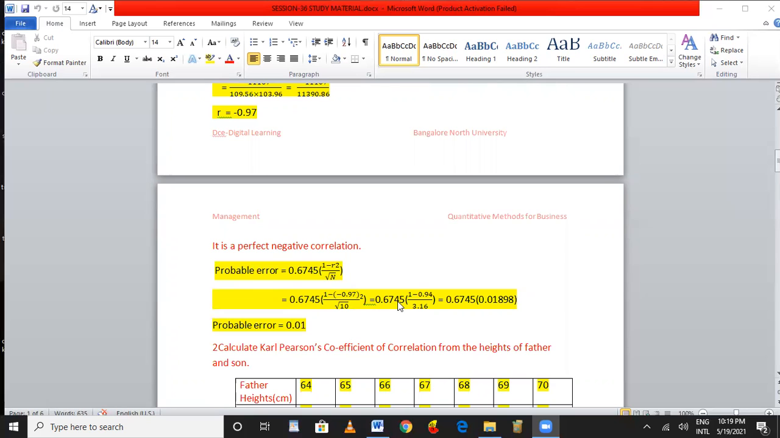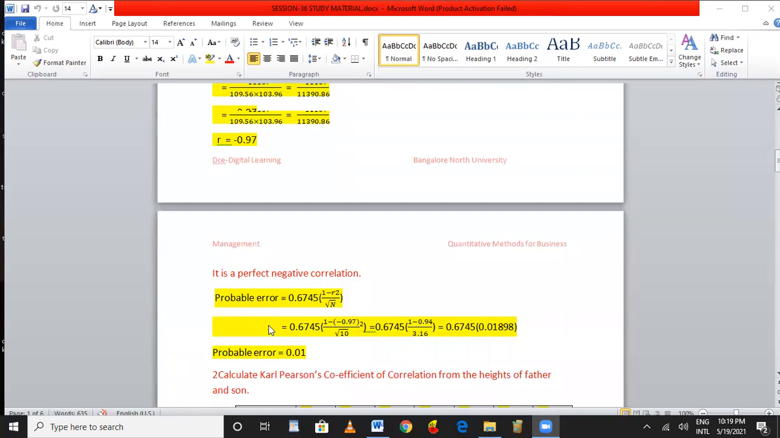0.6745 into 1 minus 0.94. 0.97 into 0.97 comes to 0.94, divided by root 10, which is equal to 3.16. When you divide 1 minus 0.94 by 3.16, it comes to 0.01898. Here the multiplication of these two is equal to 0.01. Here 0.01 is the probable error.